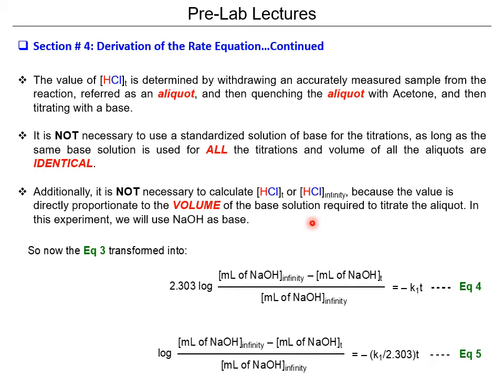So in this experiment, the base we'll be using is sodium hydroxide, right? And you basically find the rate by doing 2.303 times the log of the volume of the sodium hydroxide at infinity minus the volume of the sodium hydroxide at that certain time, divided by the infinity volume, right? This is just the same equation, you just divide by 2.303 to get this.